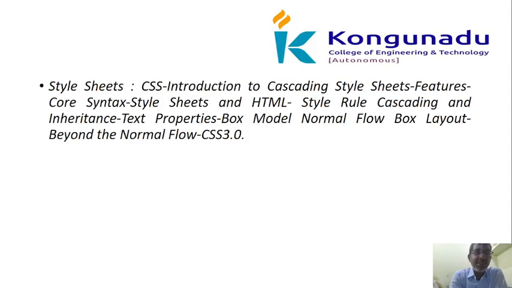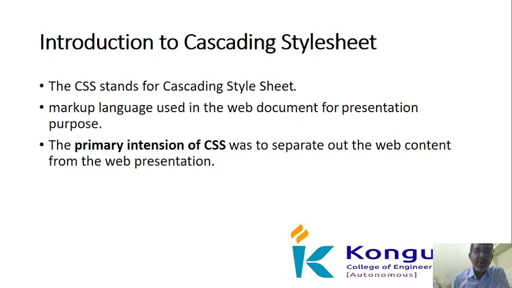So what is meant by CSS? You can see the introduction of CSS, Cascading Style Sheets. CSS represents Cascading Style Sheets, and its features and syntax, and then what the types of style sheets are, how it is combined with HTML, rules for the cascading style sheet, and then inheritance. You know very well what inheritance is. Properties of the text, like font size, font type. Then box model, normal flow, box layout. And finally we see the latest version, CSS 3.0.